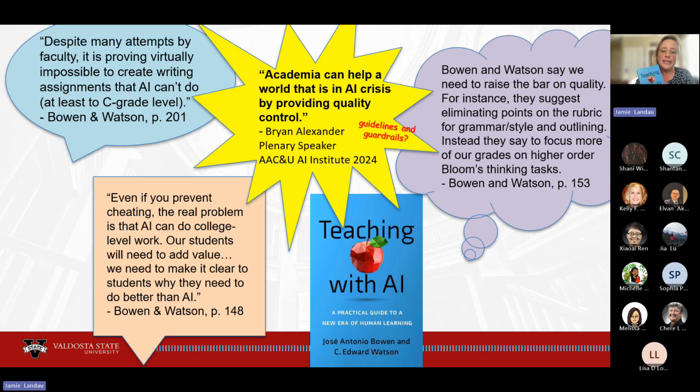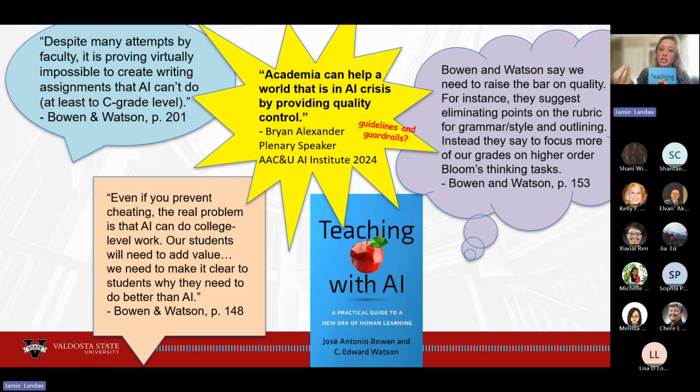Eddie Watson and Jose Bowen said that faculty were trying to create AI-proof writing assignments, but it's not possible because AI can do C-level work. And y'all are seeing this, I'm sure, in your students. Let's start with that assumption: everyone's saying AI can do C-level text generation and image creation and even coding. And let's put aside even whether it's possible to catch the cheating. Let's start with the assumption that AI can do A-level work. So what does that mean for how we're teaching our students?